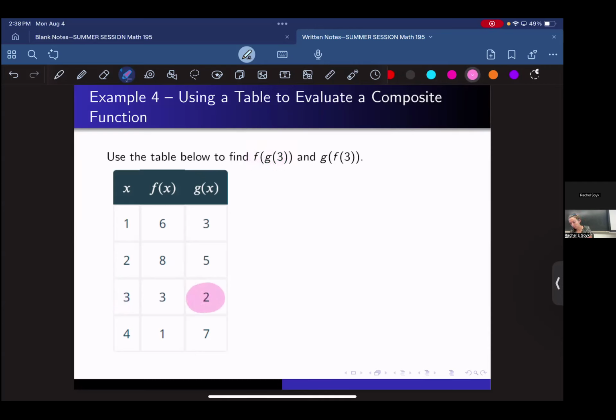So let me color code this a little bit more properly. So we're looking at f of 2 now. And so now when x is 2, what's our f? It's just 8. That's it.